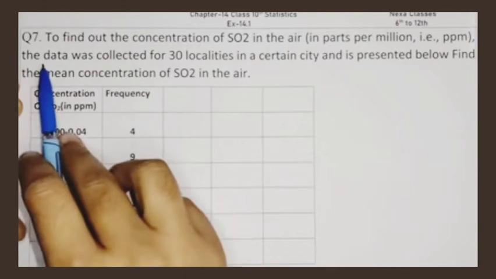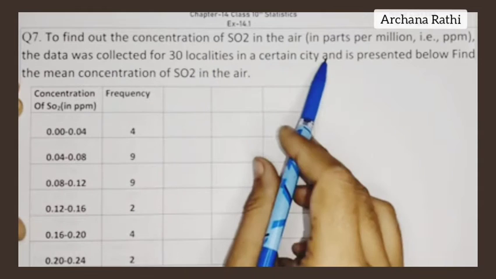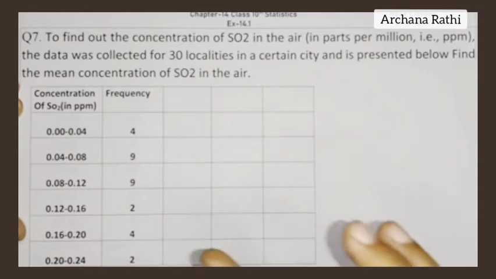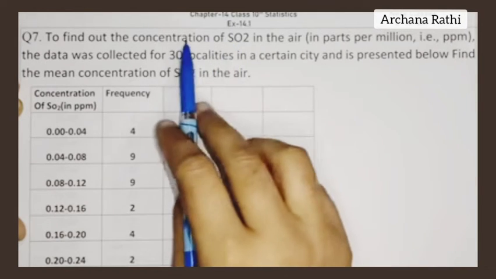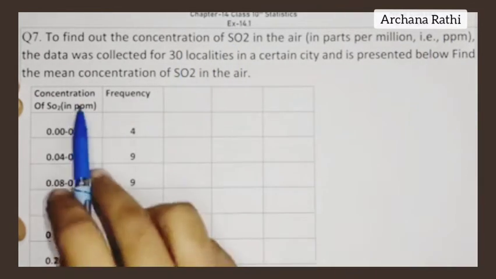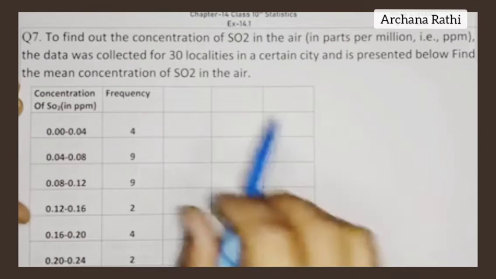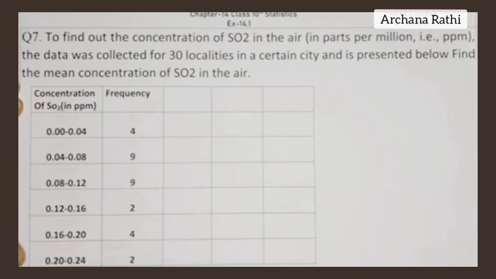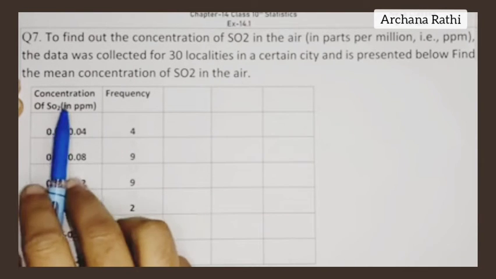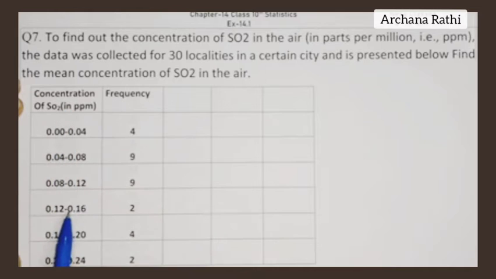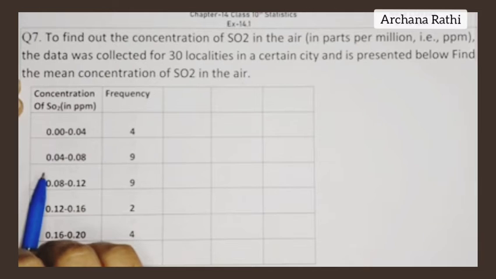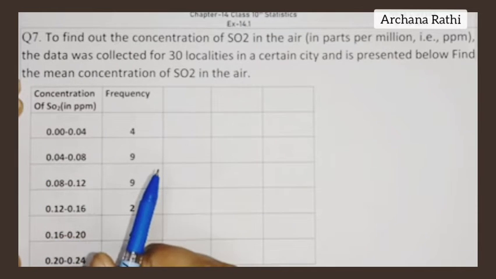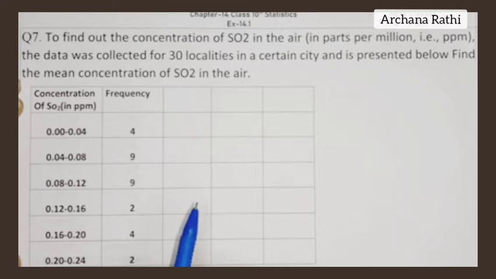Now let us see another example, the seventh example. To find out the concentration of SO2 in the air, the data was collected for 30 localities. The concentration of SO2 is in parts per million, and this data is represented by this chart. We want to find the mean concentration of SO2. Now here classes are given and also frequency is given. We are going to solve this example by the assumed mean method. So let us find it.